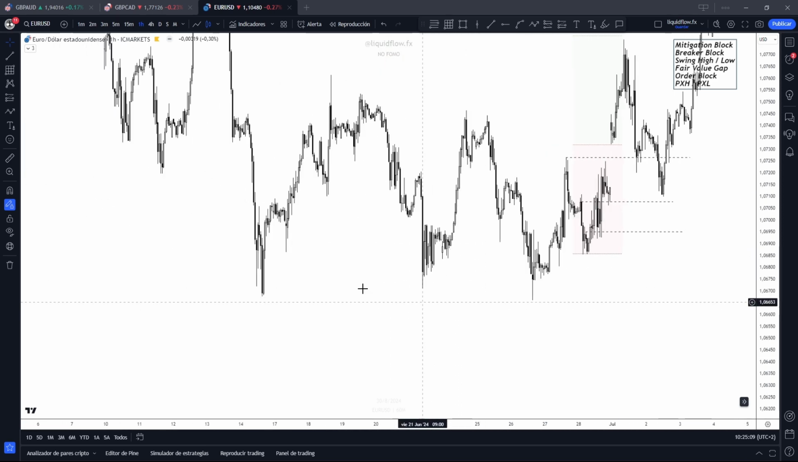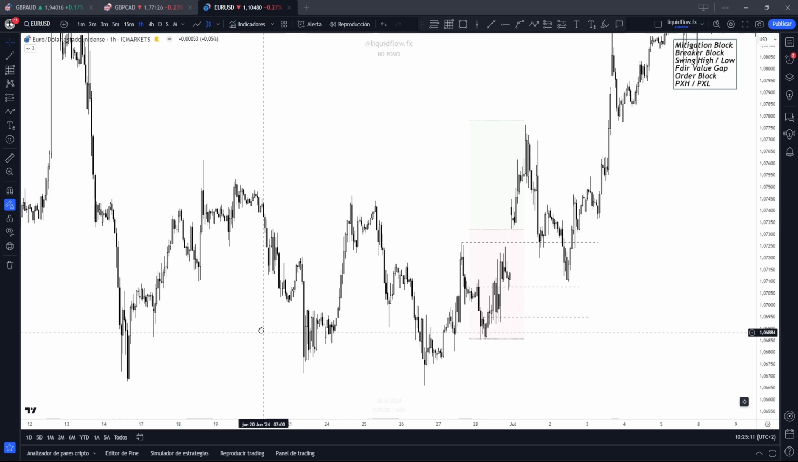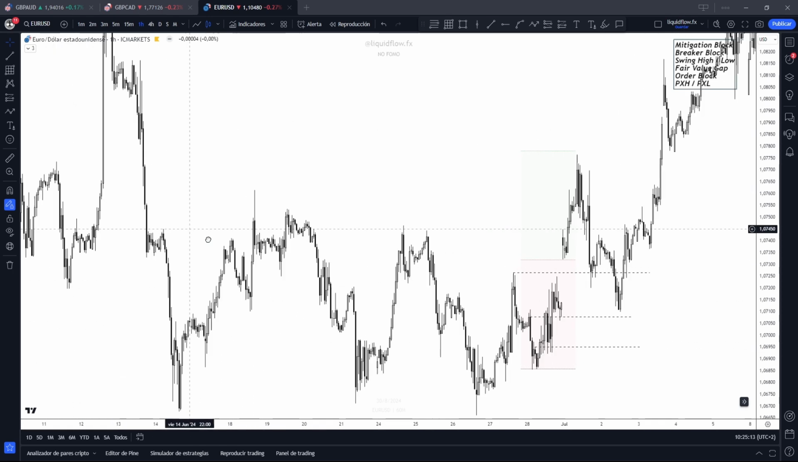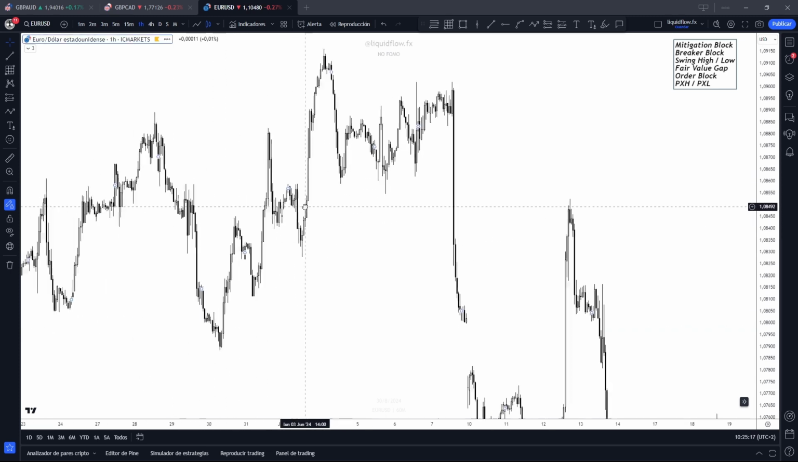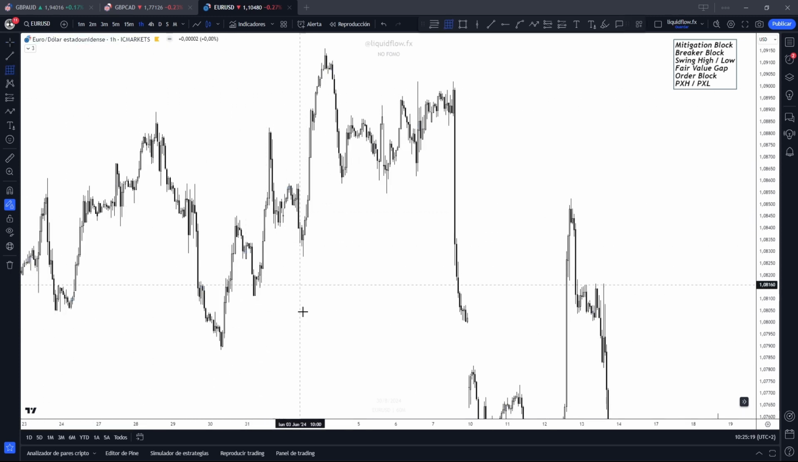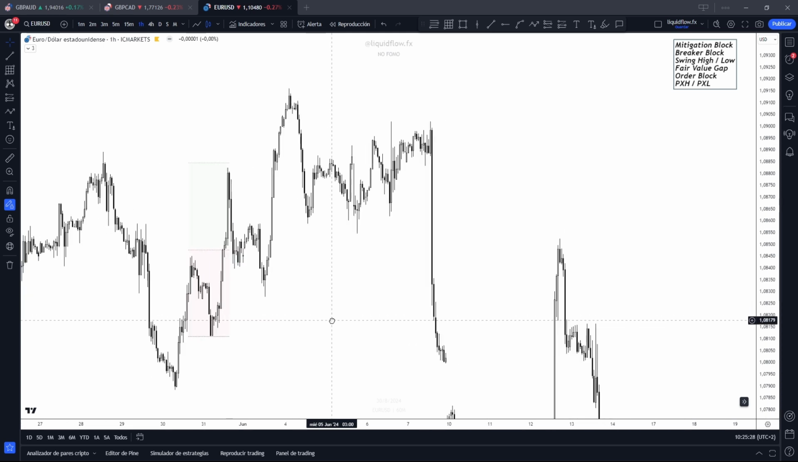Let's find another one. Okay, again here. Let's find a new one. Okay, this one from here is very good. For example, we have this one. This one is very good. So we have this one from here. And then here, what you can see, we have a mitigation block which is already mitigated. And we have a breaker block.